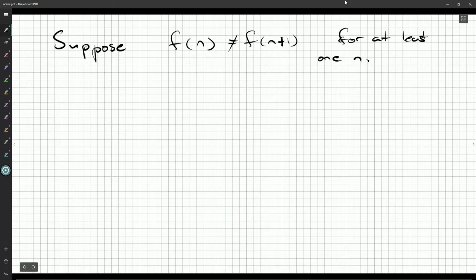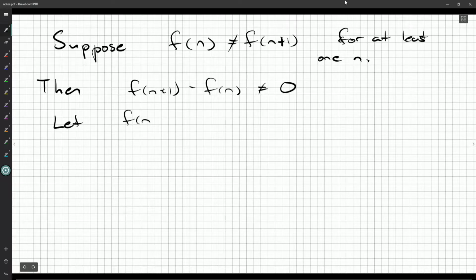For example, then f(n+1) minus f(n) is not equal to 0. So let's suppose it's some value k. Now, just because my function f spits out positive numbers doesn't mean the difference is positive. This one spits out 2 and this one spits out 13, so I could have my difference be negative. The difference could be any integer. So we're going to have to exploit that.